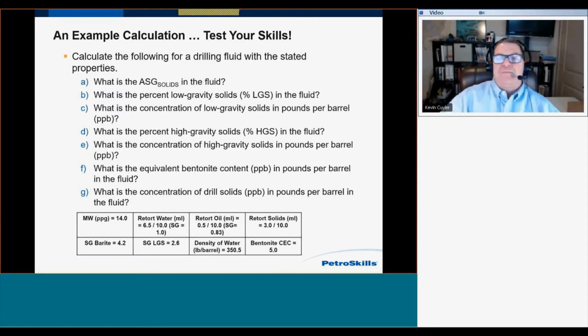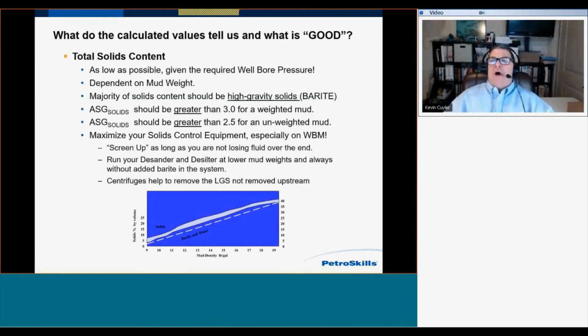So the question comes up is, okay, Kevin, well, what do the calculated values tell us, and what do we look for as good? What does it mean to have a good solids content? So let's talk about total solids right now.